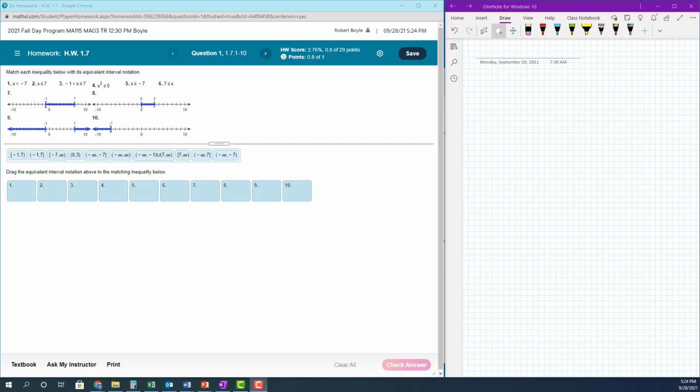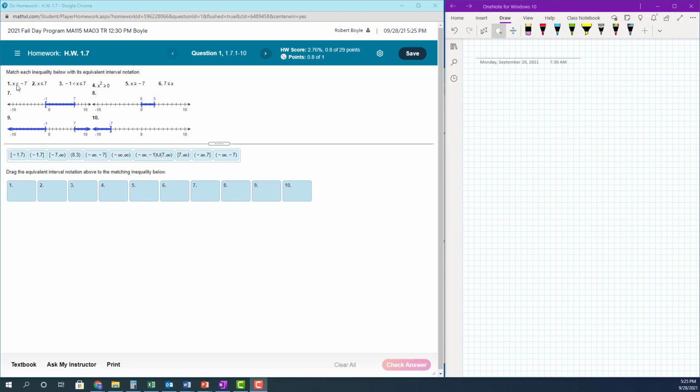Hi everybody, the purpose of this video is to go over some of the problems in homework 1.7. So here we are, and here is the very first problem. This is where we have basically 6 inequalities in algebraic form, and then 4 inequalities in graph form, and we need to mix and match so that they have the appropriate inequality in interval notation. So here we go.